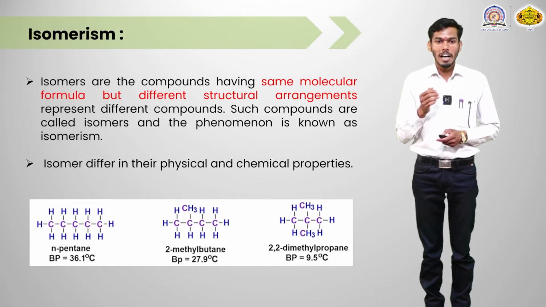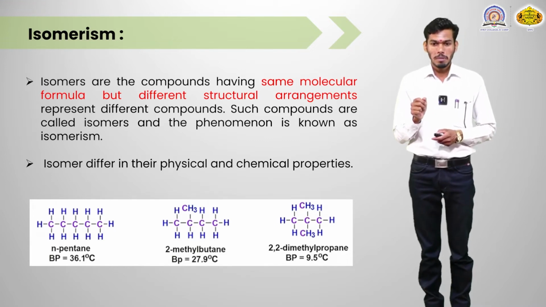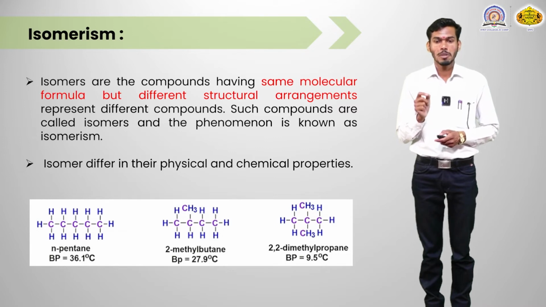So isomers are those compounds having the same molecular formula. In all cases the number of carbons is 5 and the number of hydrogens is 12. N-pentane has the formula C5H12, 2-methylbutane has the formula C5H12, and 2,2-dimethylpropane also has the formula C5H12, but the arrangement of the structure is different.